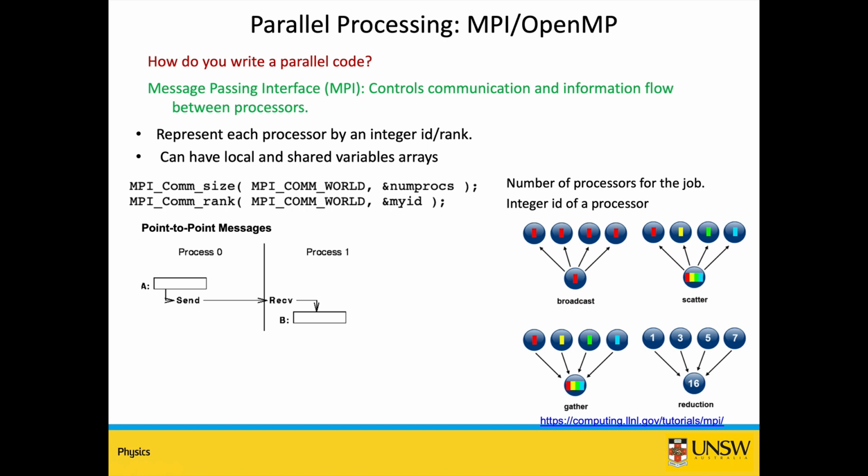Or you can have a scatter. So you have data that is shown in color here with different colors, and you break the data into different parts and send it to different CPUs. So this is still 1 to n communication, but the entire data is not sent. Only parts of the data are sent to each of the processors, right?